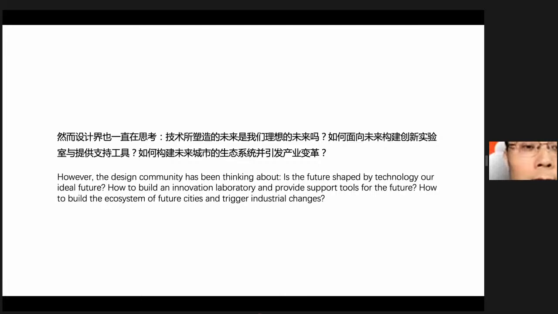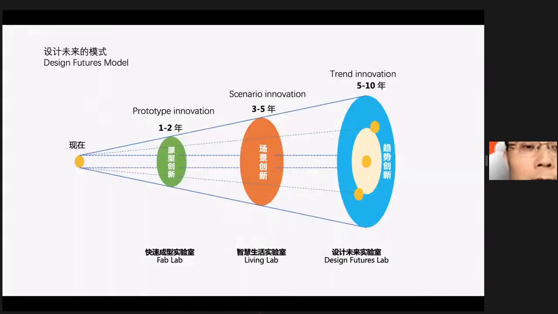How can we use a certain pattern to build the long-term development? Because the technological future may not necessarily be the future we want, so we need to have our own way of thinking. We want to put forward such a model. The first one is year 1 to 2, the prototype innovation, which is called a Fab Lab. Then scenario innovation for year 3 to 5. Previously, our expert mentioned the living lab, which is about this scenario innovation. That is for the long-term data accumulation and behavior study. And then furthermore, the trend innovation from year 5 to year 10. It is about the design futures lab.